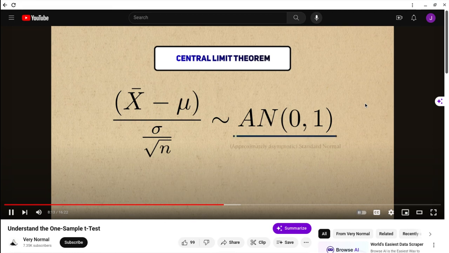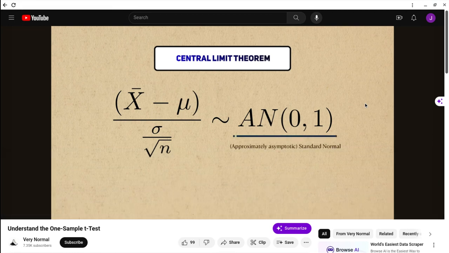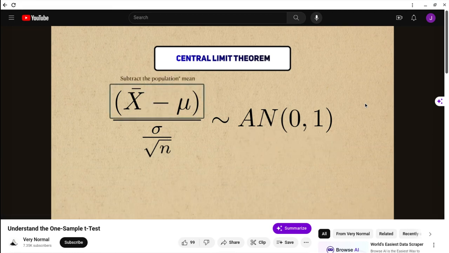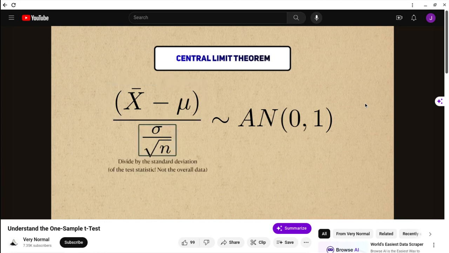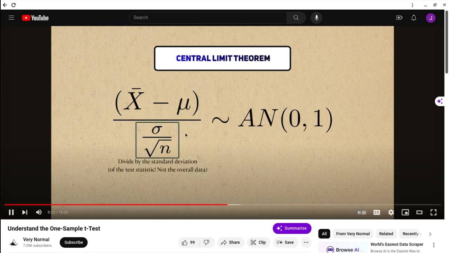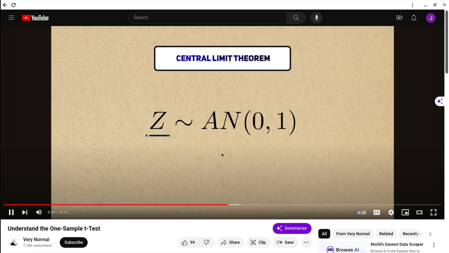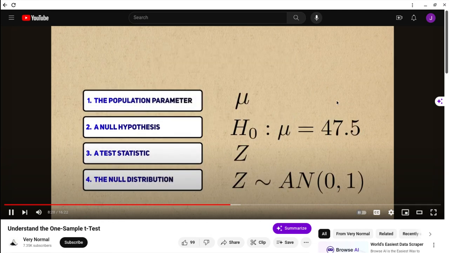To make sure that the test statistic has a standard normal distribution, we first subtract the sample mean and divide this by the population standard deviation. When you see this standardized statistic, you may call it the Z statistic.